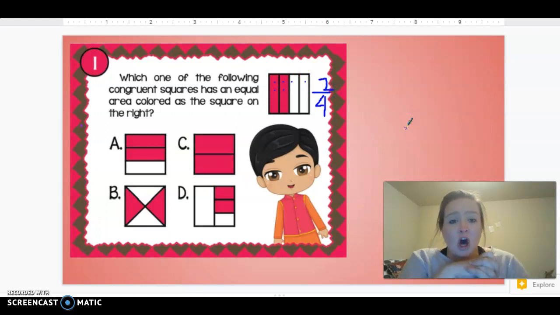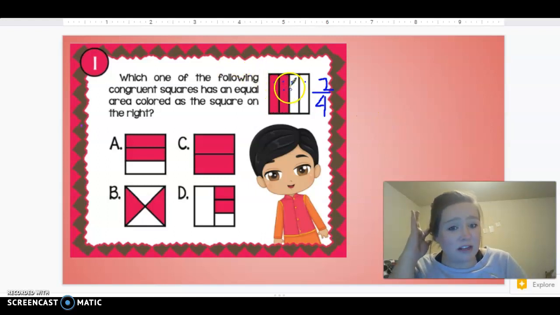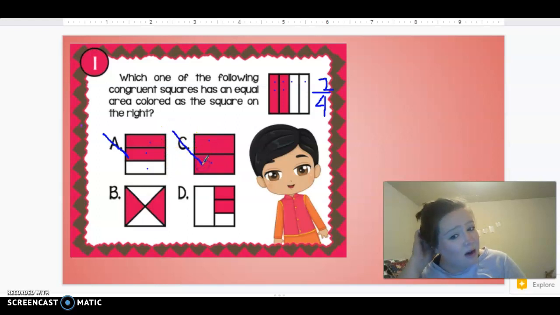Now, all of the pieces in my square are equivalent. So each one of these parts is equivalent, so that is good. That's what we're looking for. Now we want the area to be 2/4. Even though the area may look different, we want the area to be 2/4. Well, this is 1, 2, 3. So this answer is out because this only has 3 parts. 1, 2. That's out because it only has 2 parts. We need 4 parts. 1, 2, 3, 4. That works.